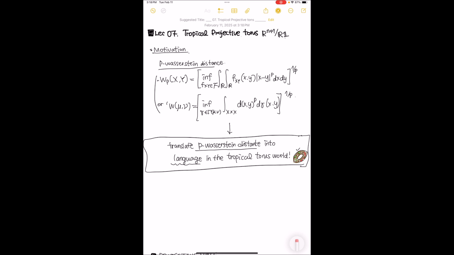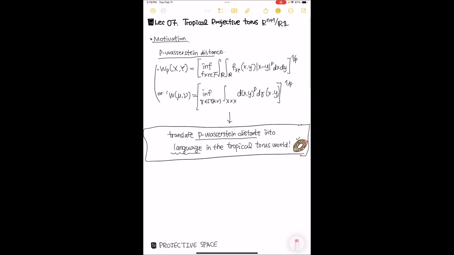Hello. In this lecture, the main focus is the tropical projective torus. Why should we study the tropical projective torus? The background is the previous lecture. In the previous lecture, I explained two ways to compare two probability density functions. One is the Kullback-Leibler divergence, and the other is the p-Wasserstein metric, or p-Wasserstein distance.